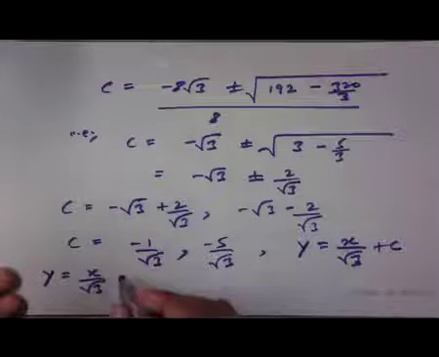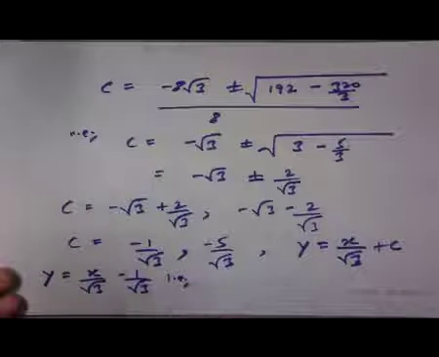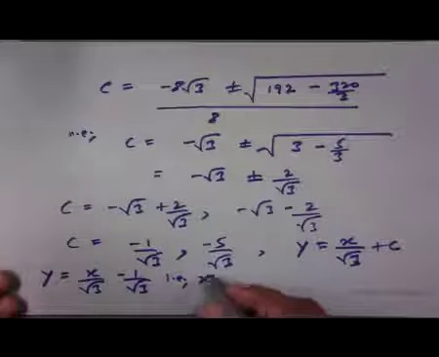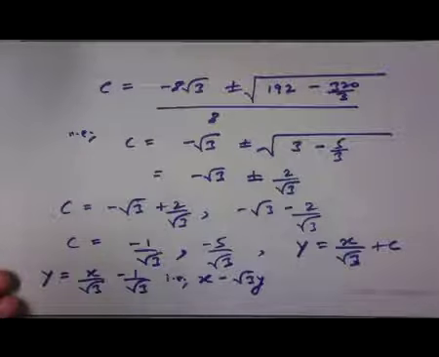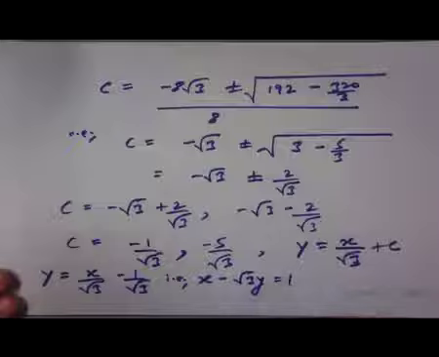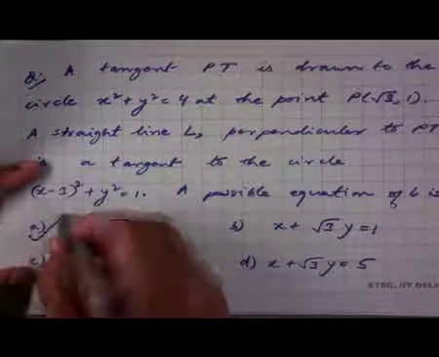x by root 3 minus 1 by root 3, that is x minus root 3 into y equals 1. And this matches with the possibility A over here. So, A is correct.